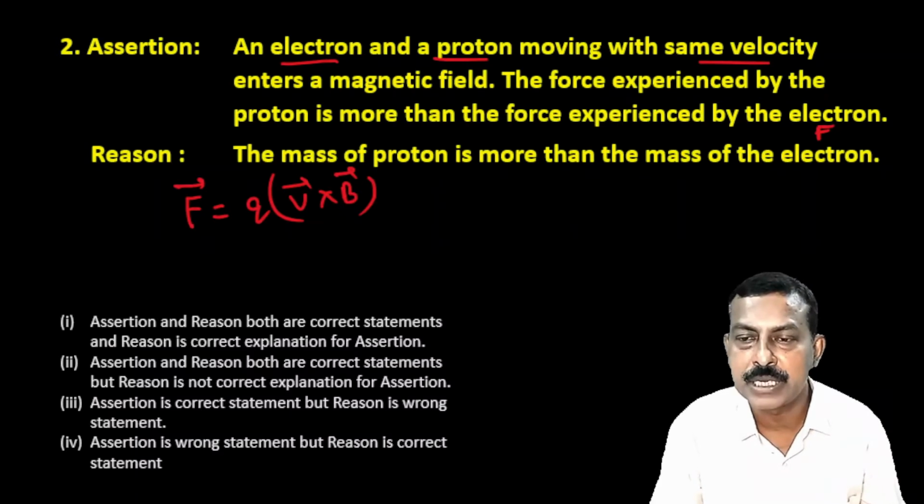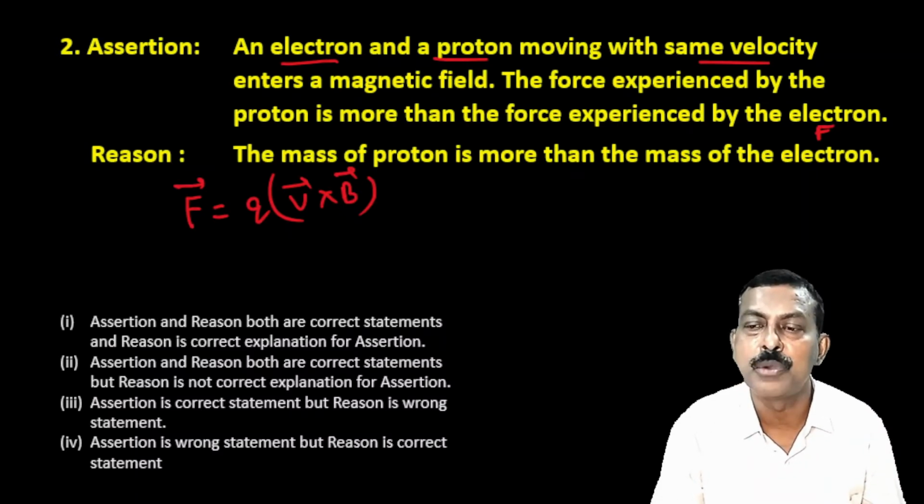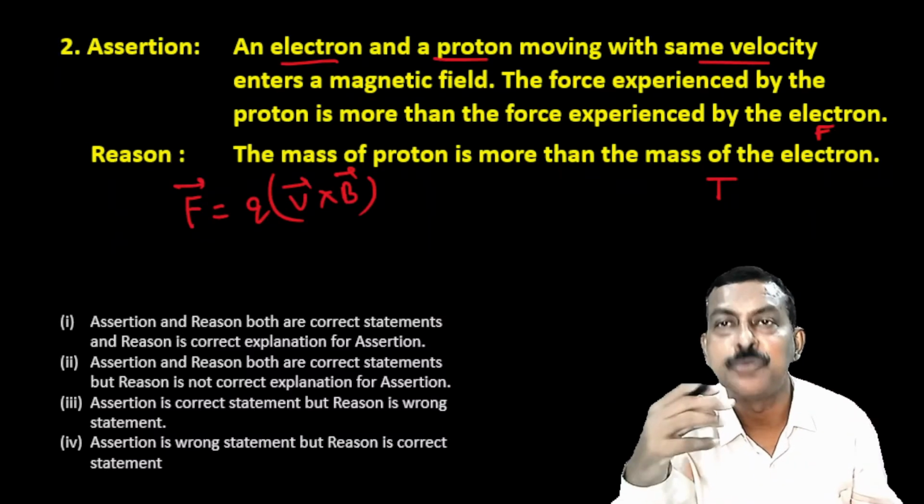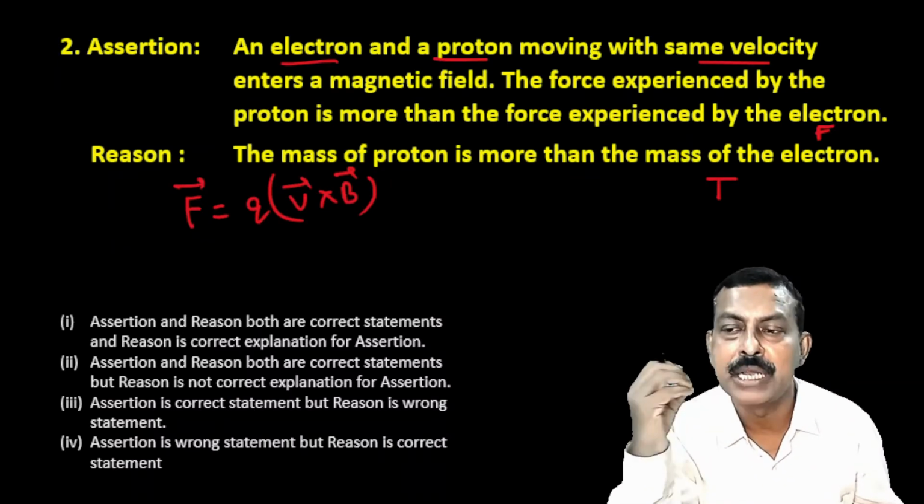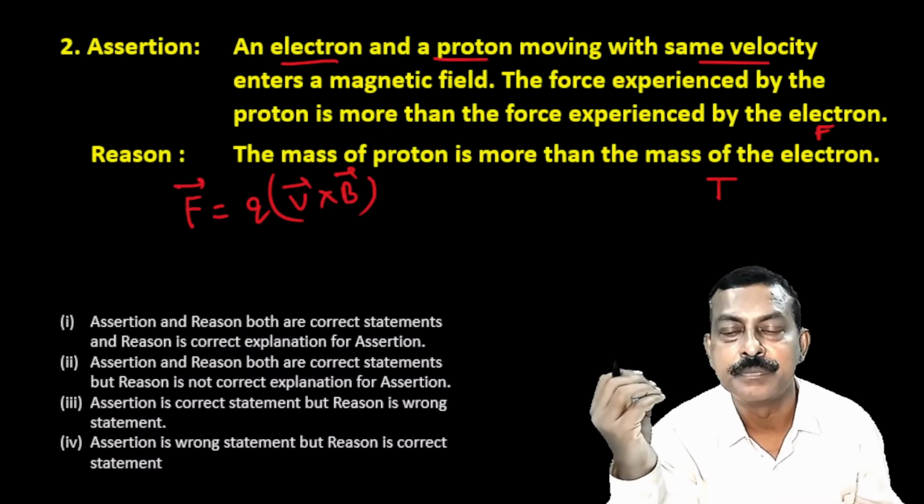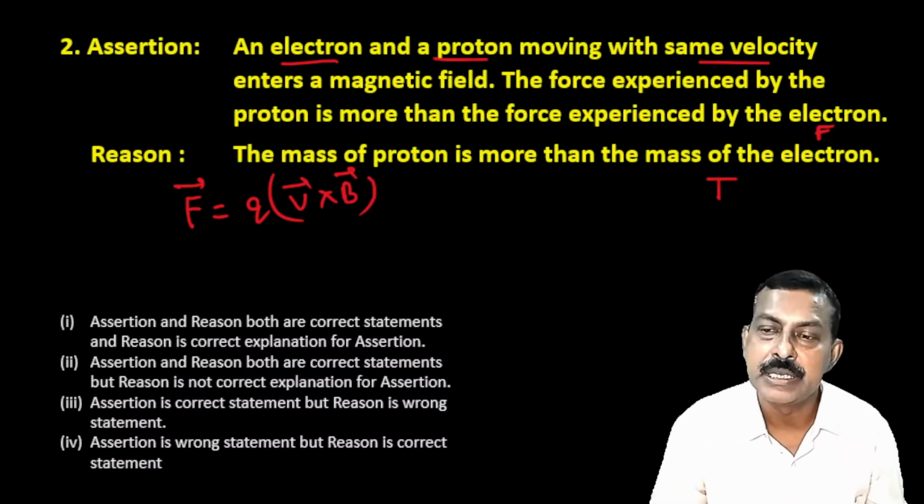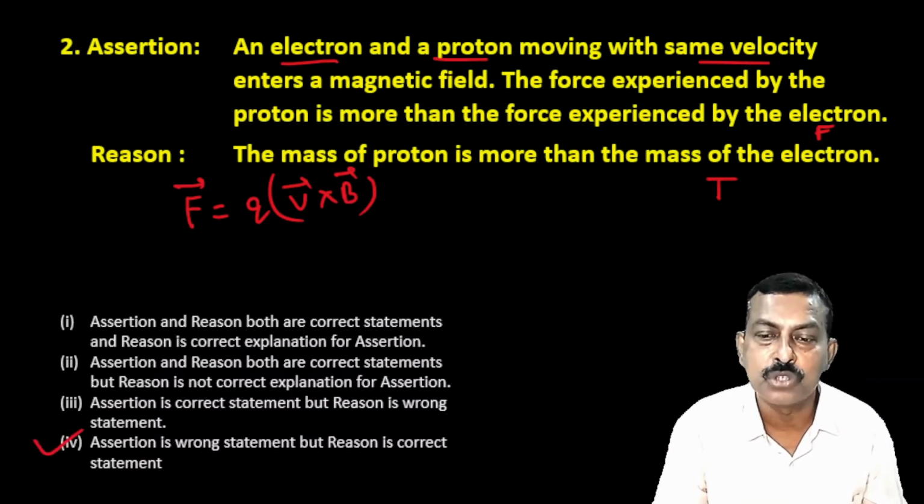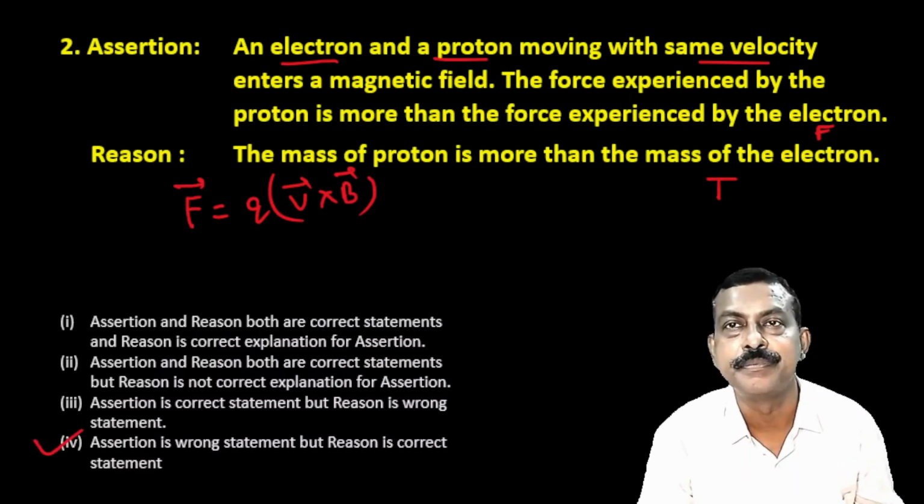And the second one is that mass of proton is more than mass of the electron. This is true because proton is about 1840 times heavier than that of the electron. So it means here assertion is false, reason is true. So it is the fourth option which is the correct one.